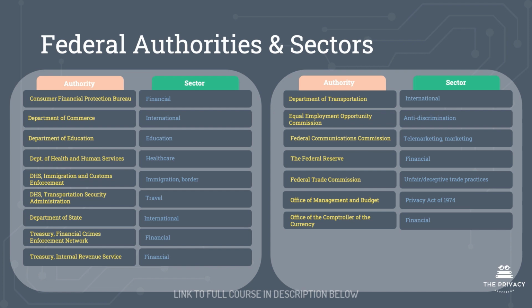But this is just a high-level overview just to give you an example of some of the regulatory authorities and the sectors that they oversee. Again, you don't need to commit this to memory. This is just an example. As we go through the body of knowledge, it will become clear which of these you need to remember.